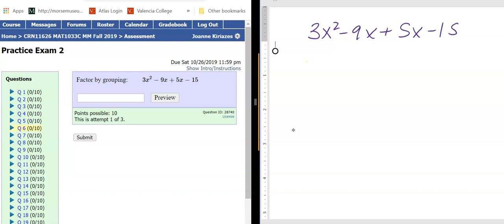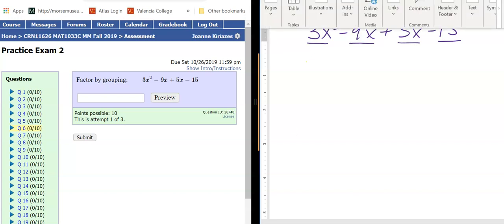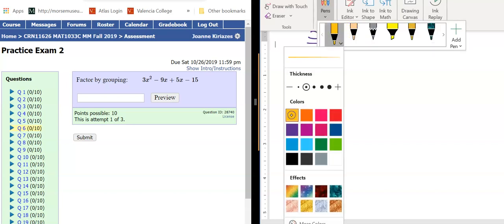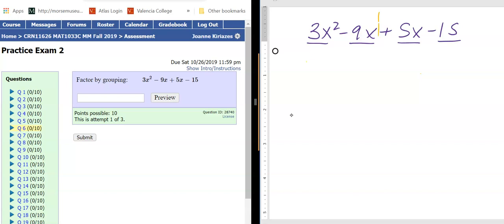Now, since there are 4 terms, 1, 2, 3, 4, we know to use factor by grouping. And factor by grouping just means you're going to take this and you're going to divide it into 2 mini problems. Let's get a different color marker here. Okay? So in other words, you're going to take this and you're going to divide it right down the middle here. And we're going to pretend we're going to do just the left side and we're going to do the right side. Okay?